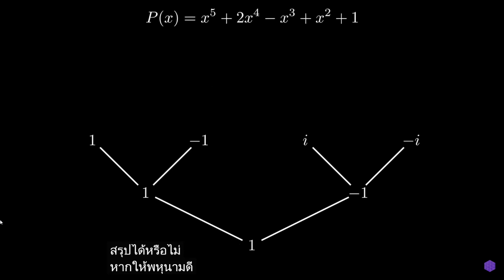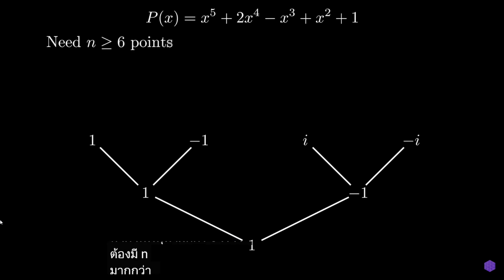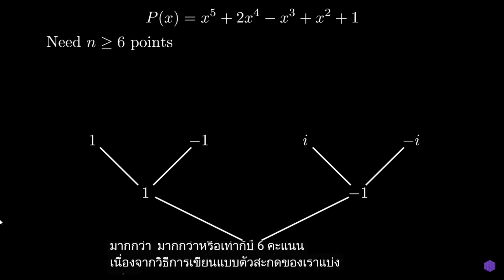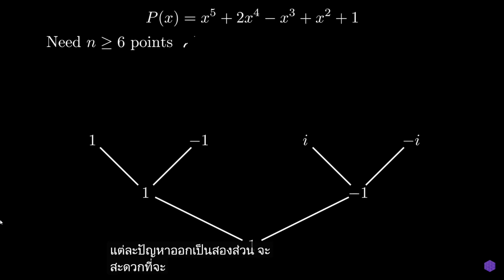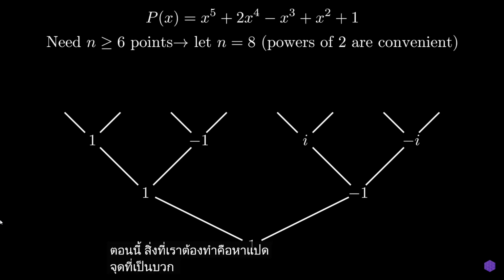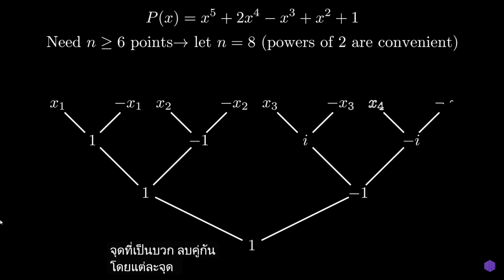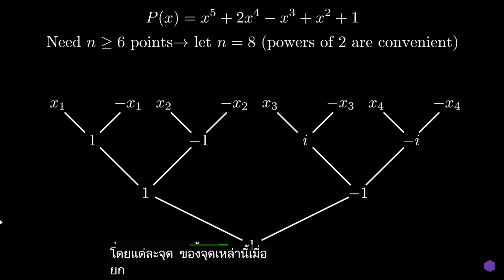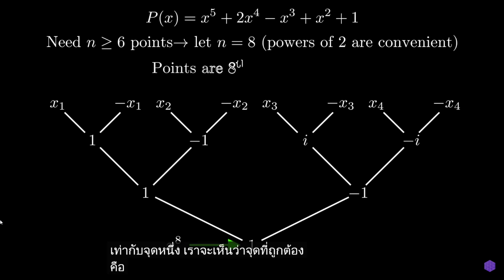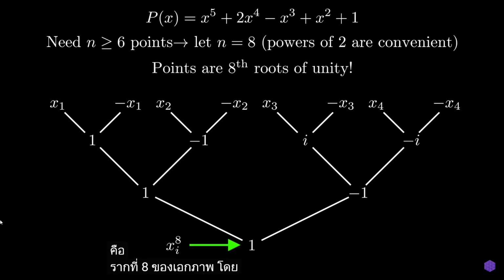If given a degree 5 polynomial, we'll need n greater than or equal to 6 points. Since our recursive method is splitting each problem in half, it's convenient to just pick a power of 2, so let's pick n equals 8. Now what we need to do is to find 8 points that are positive-negative paired, such that each of these points, when raised to the 8th power, is equal to 1. We see that the right points are the 8th roots of unity.